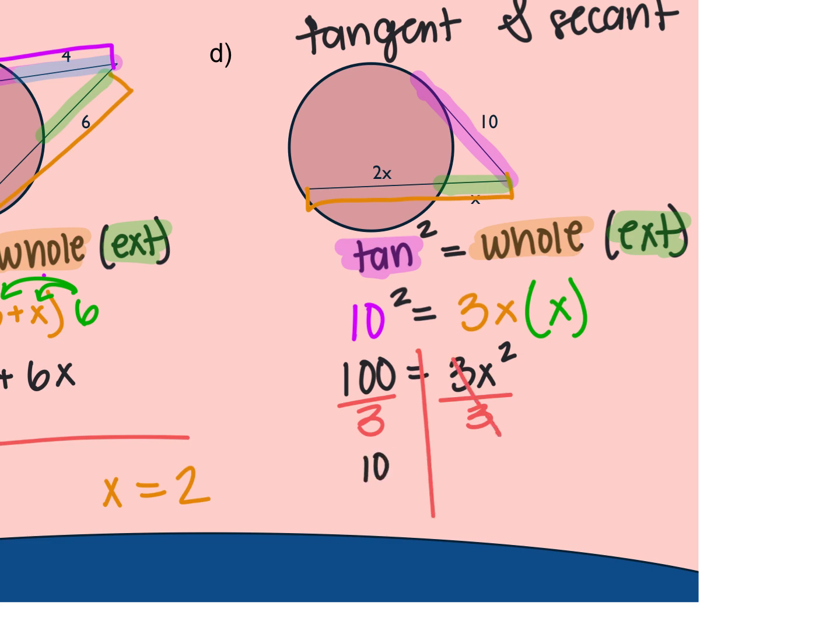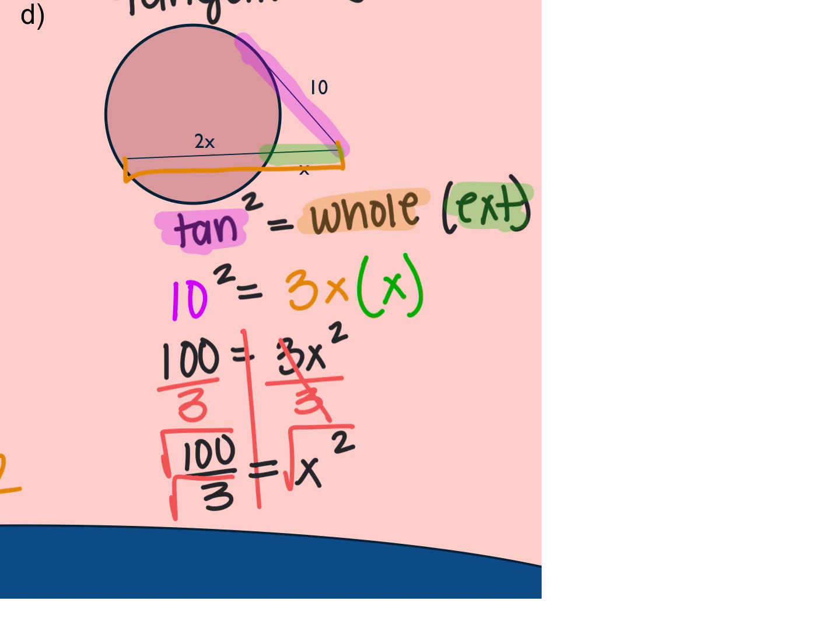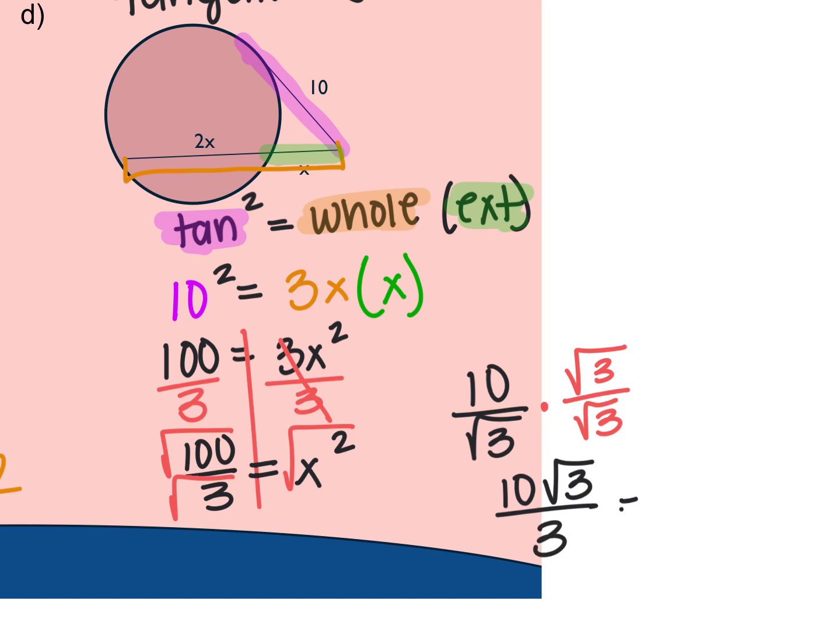So I'm going to have 100 divided by 3 equals x squared. How do I get rid of this squared? Now I can square root both of them. Okay, this one has a little bit extra work, but you do not need a calculator. What's the square root of 100? 10. I can't change my radical 3, but I cannot have a radical as my denominator. How would I get rid of it? Good. Multiply both by radical 3. Then I have 10 radical 3 over 3 as my answer.